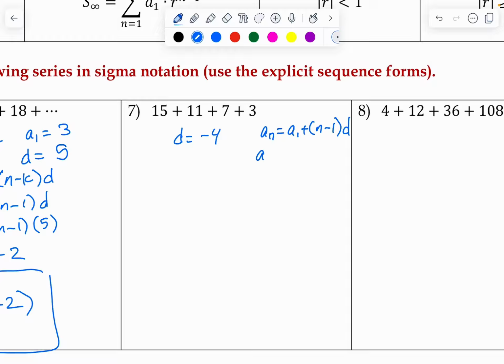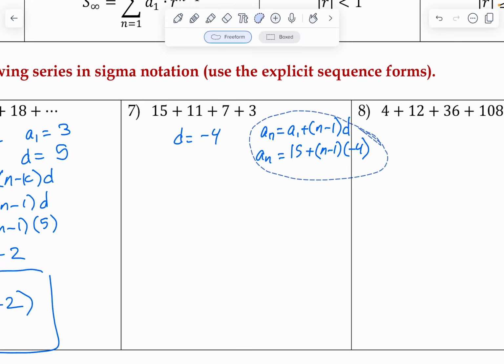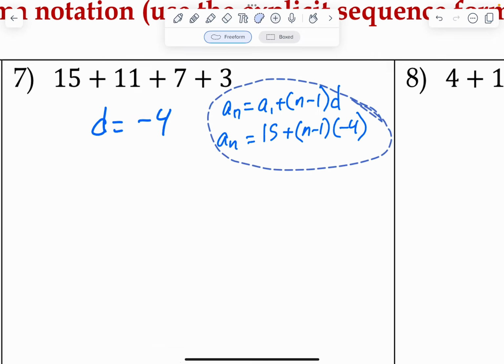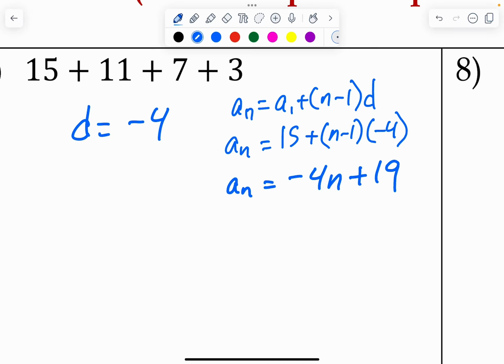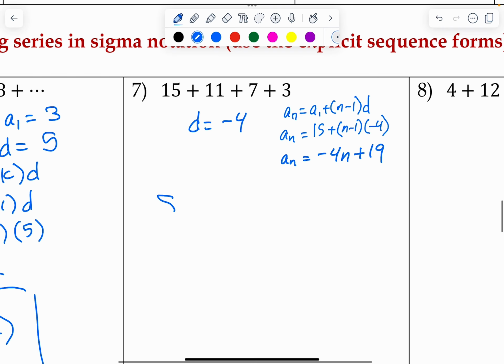So I can say a sub n is equal to 15, my first term, plus n minus 1 times my d value, which is negative 4. I could stop here, but I tend to like it a little cleaner. I would say a sub n is equal to negative 4n plus 4 plus 15, which gives me 19. And so this is the sum as n goes from 1 to, we're going to talk about what in just a second, of negative 4n plus 19.